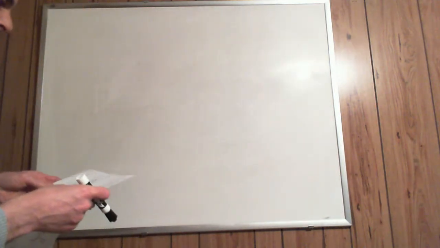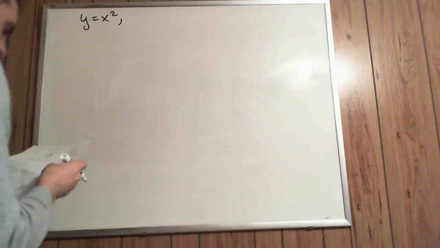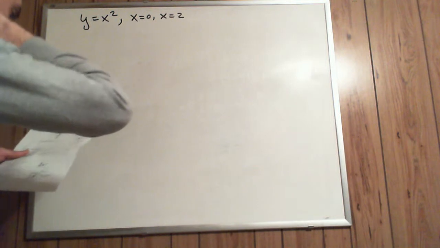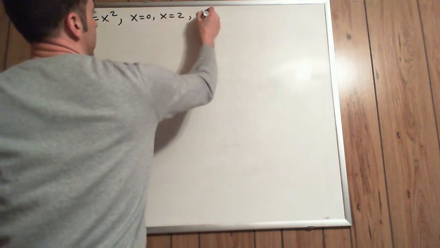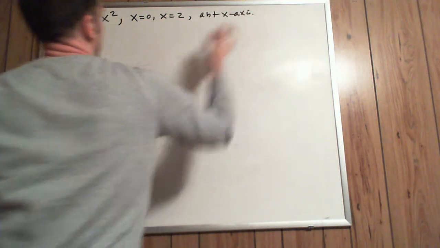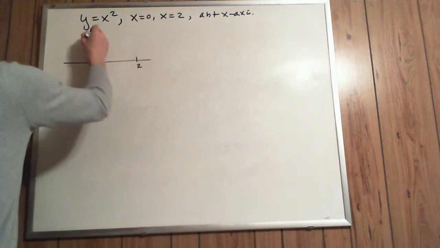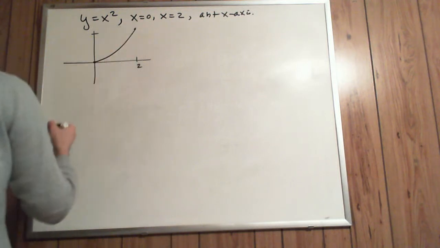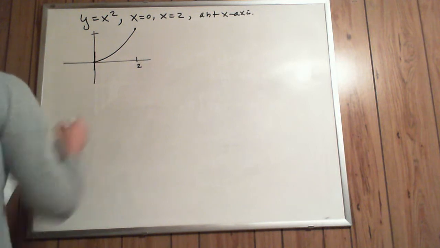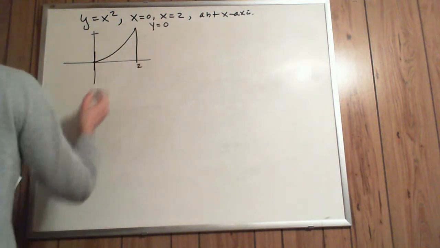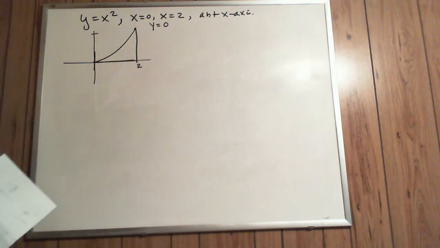Okay, so now we're going to continue on with volumes, but not necessarily by disk. So let's suppose we have y equals x squared, x equals 0, x equals 2, and we'll revolve it about the x-axis. When x is 0, y is 0. When x is 2, y is 4. And we know this is the shape of x squared. This is x equals 0. This is x equals 2. And we also need in there y equals 0. We'll just throw that in there right there. And it's about the x-axis.